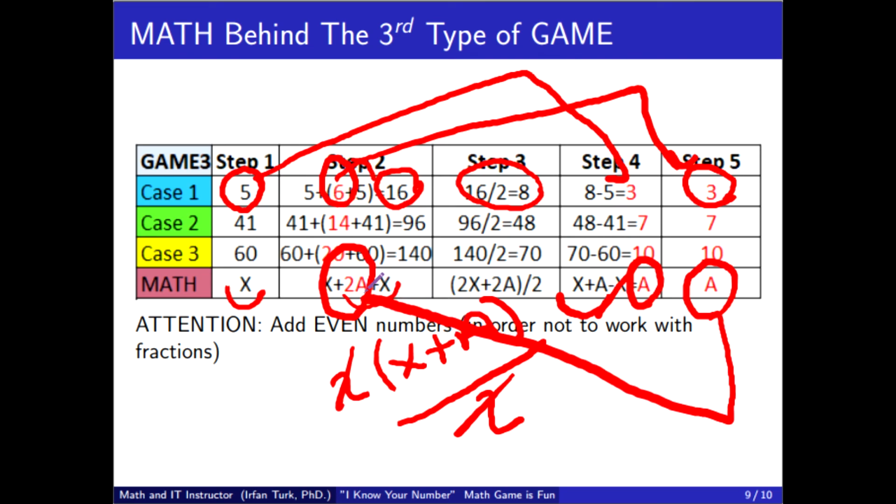Okay, so you can just use those math games to play with your friends, to play with the people around you, to make life enjoyable.